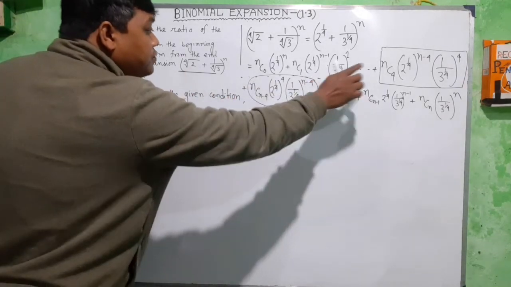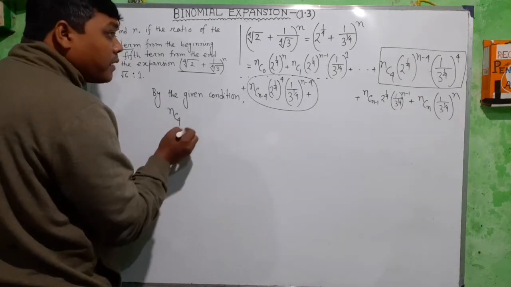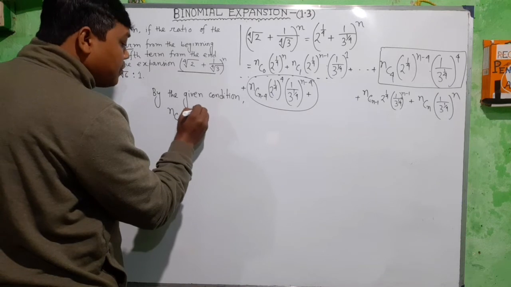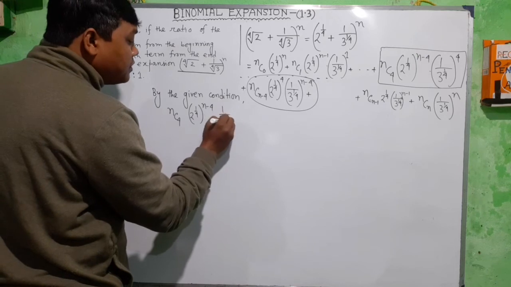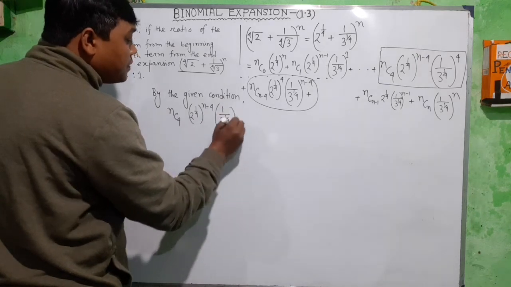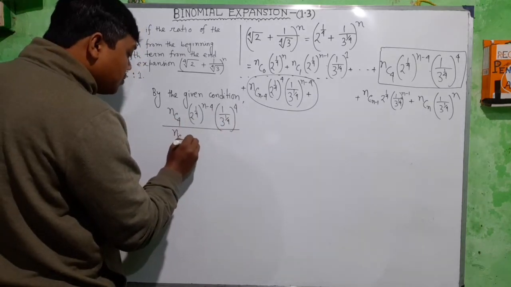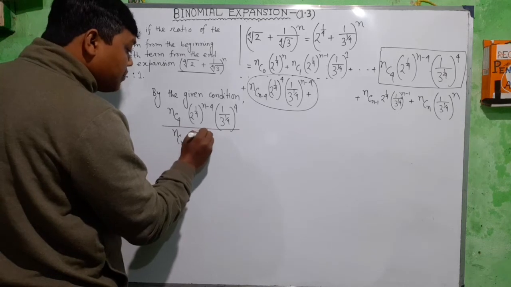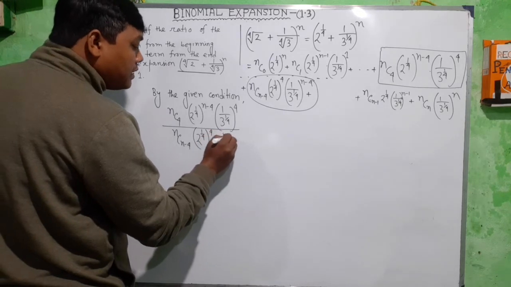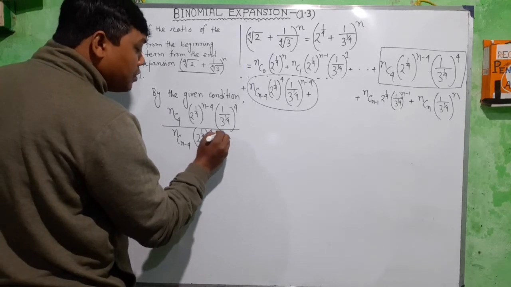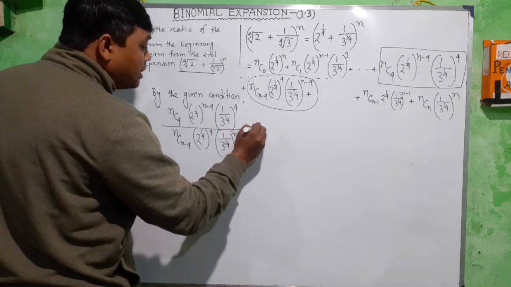the ratio of these two terms gives root 6 is to 1. So nC4 (2 to the power 1 by 4) whole to the power n minus 4 into (1 by 3 to the power 1 by 4) whole to the power 4, divided by nC(n-4) (2 to the power 1 by 4) whole to the power 4 into (1 by 3 to the power 1 by 4) whole to the power n minus 4, gives root 6 by 1.